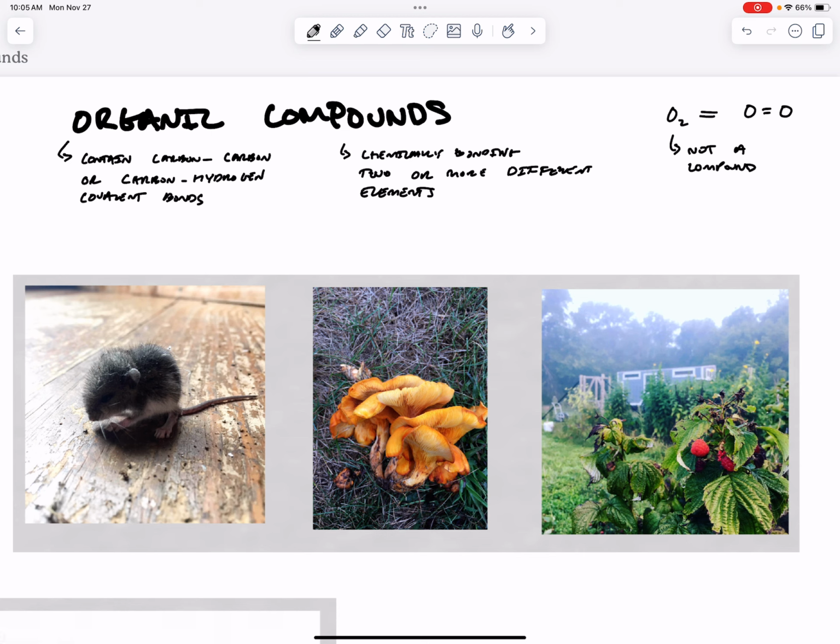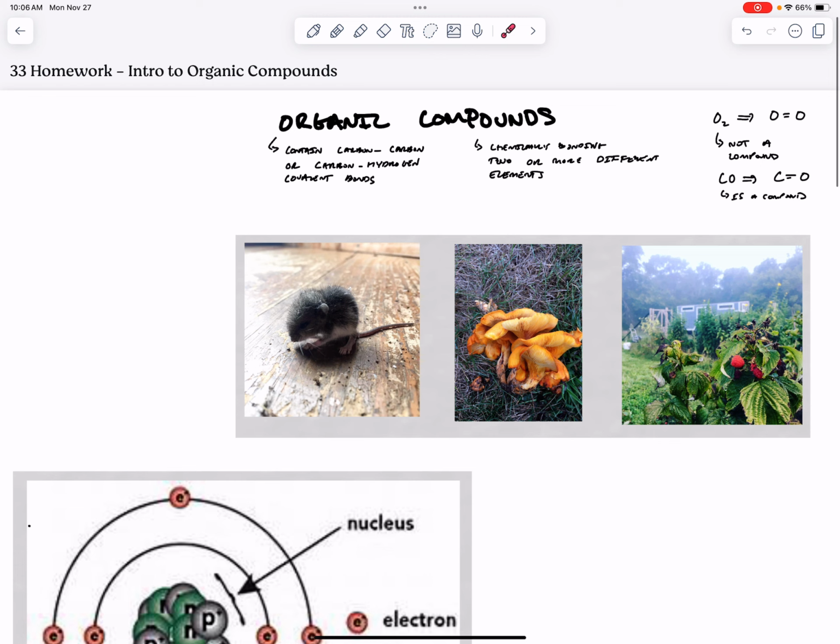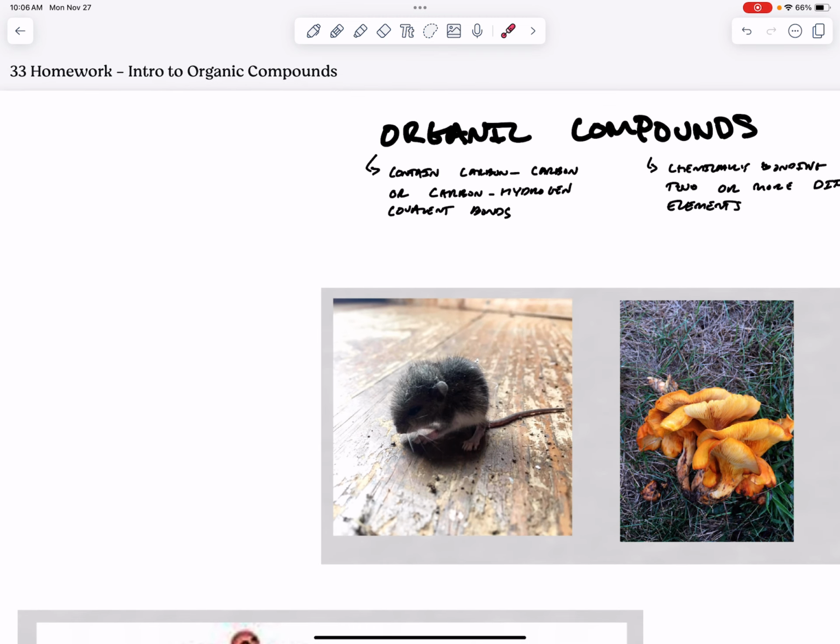However, carbon monoxide, CO, which looks like carbon double bonded to oxygen, like this, is a compound, because it has two different elements, carbon and oxygen here. Okay, so organic compounds contain carbon-carbon or carbon-hydrogen covalent bonds.